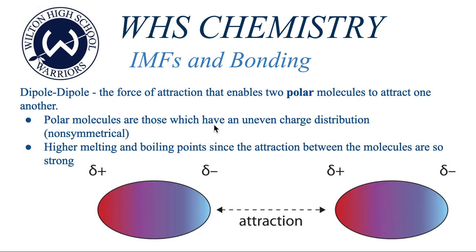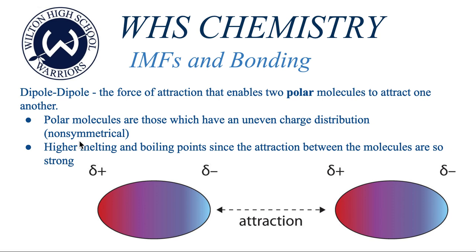So dipole-dipole is the force of attraction that enables two polar molecules to attract one another. So polar molecules are those that have an uneven charge distribution. So this is what we write for the polarity. So this basically says that this side is a positive polar charge and this is negative. So that could possibly have a lone pair or just a large electron cloud on this side of the molecule that causes this attraction.